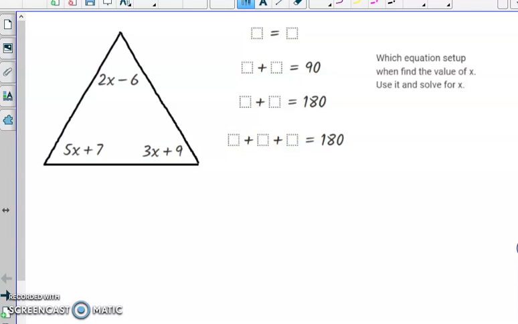When we look at a series of angles based on the problem, the angles are equal to each other. The two angles add up to 90. The two angles add up to 180 degrees. Or the three angles add up to 180 degrees. So you need to decide between the four options which equation is the correct one, and replace the squares basically with the angle measurements to set up the equation. So go ahead and do that for the triangle.